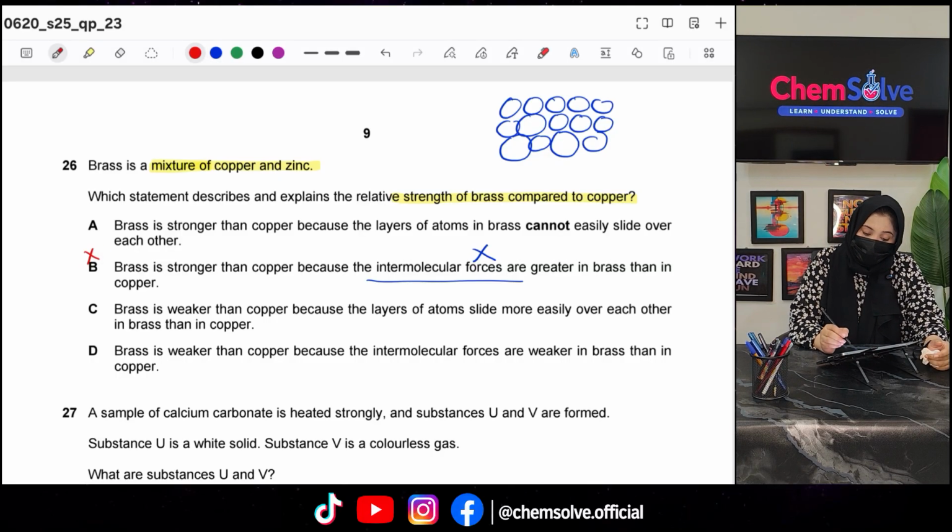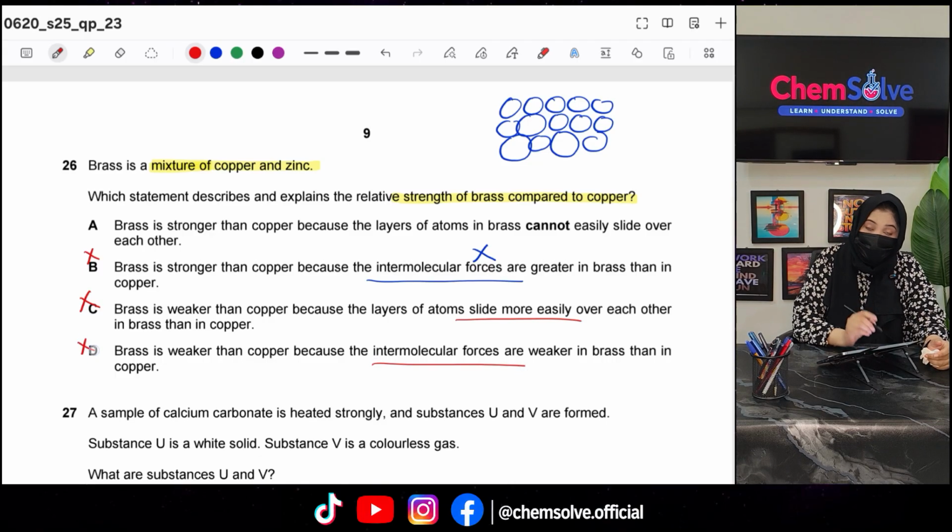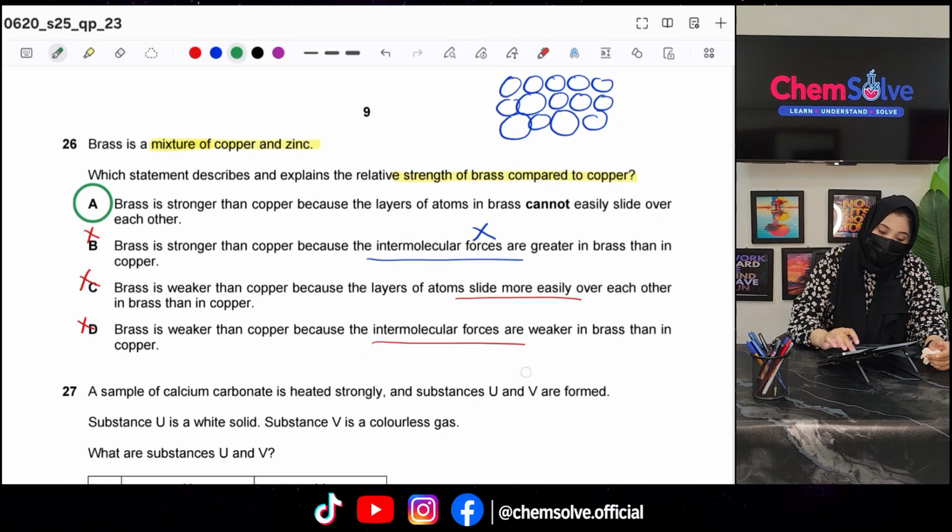Brass is weaker than copper because the layers of atoms slide more easily? No, not at all. Brass is weaker than iron because of intermolecular forces? Again, intermolecular forces do not exist in alloys. So as per our discussion, A is the correct option.